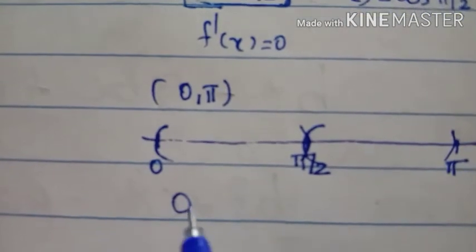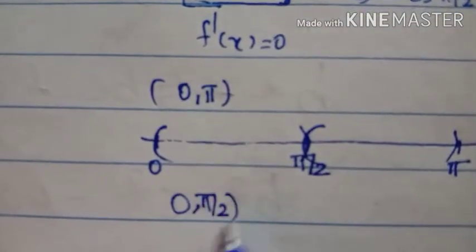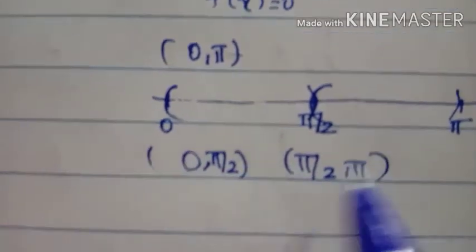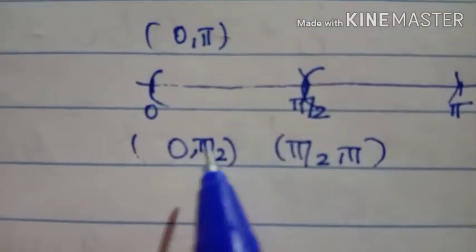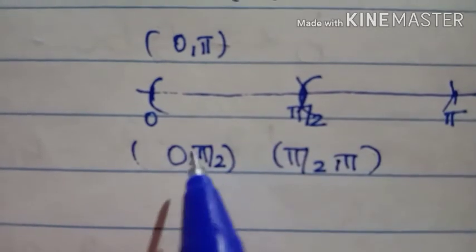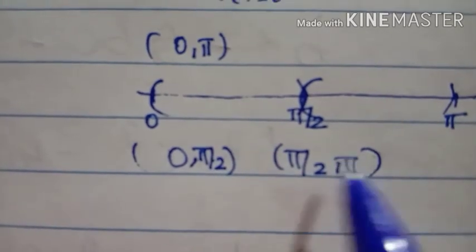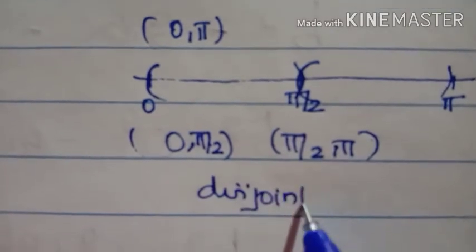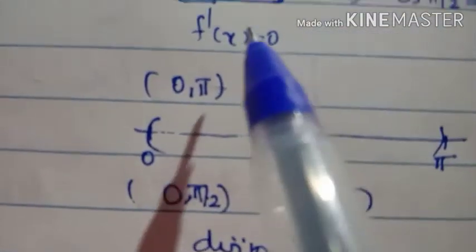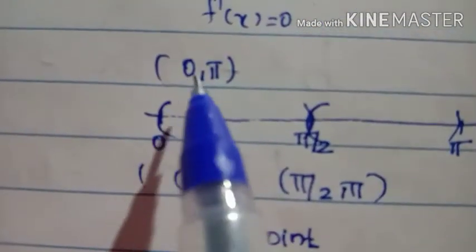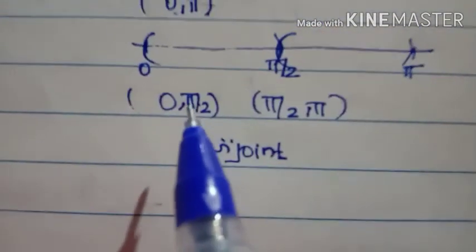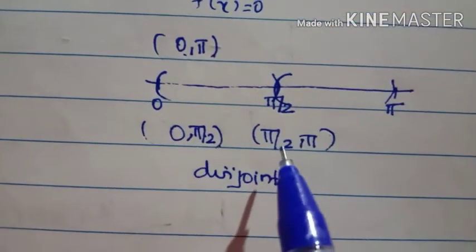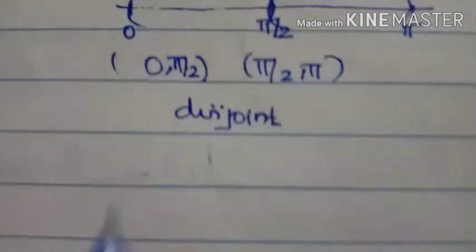Okay, the first interval is 0 to pi by 2, and the second interval is pi by 2 to pi. Now look at these two intervals. There are no common elements, and therefore these two intervals are disjoint intervals. So the point pi by 2 divides 0 to pi into two disjoint intervals, 0 to pi by 2 and pi by 2 to pi.